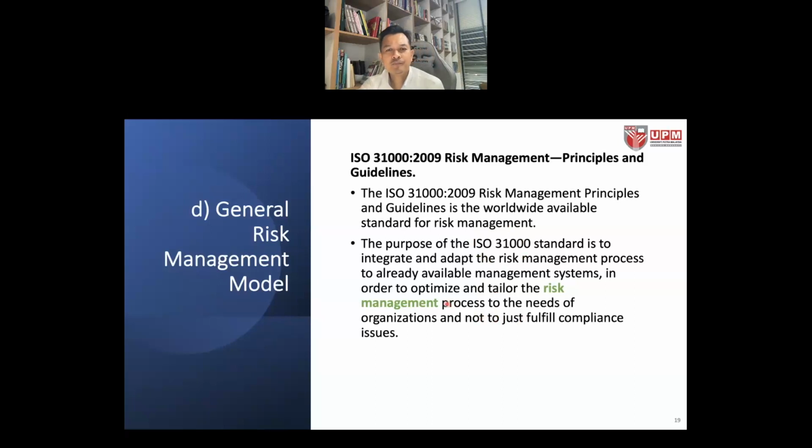The aim is to optimize and tailor the risk management process to the needs of the organization, and not just to fulfill compliance issues. Many companies nowadays just want to have the certification, the standards in place. They are very proud that they have ISO 9001, and then they also have ISO 31000, and then they have ISO 17025, and then many other standards. But what for? Is it just to fulfill compliance issues, or do you want to provide quality in terms of risk management?